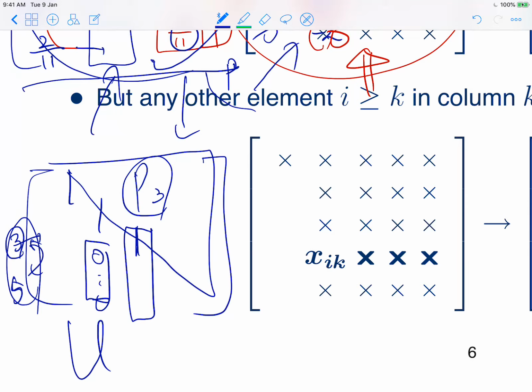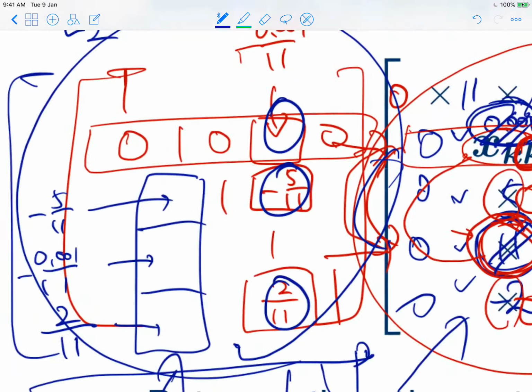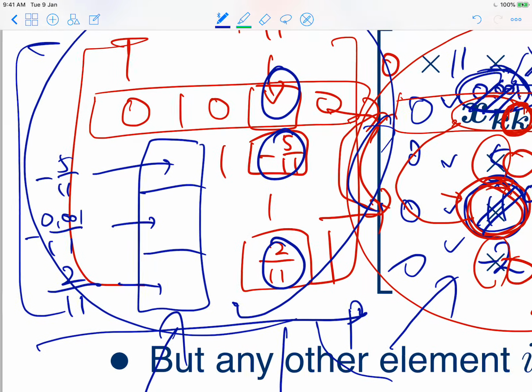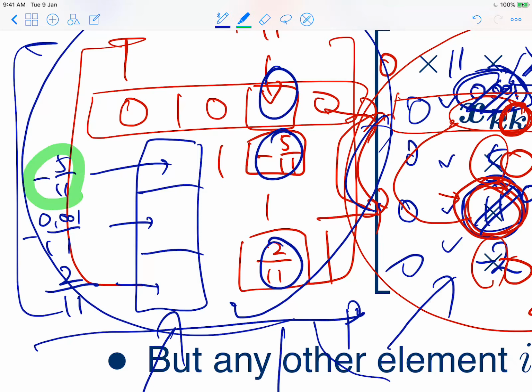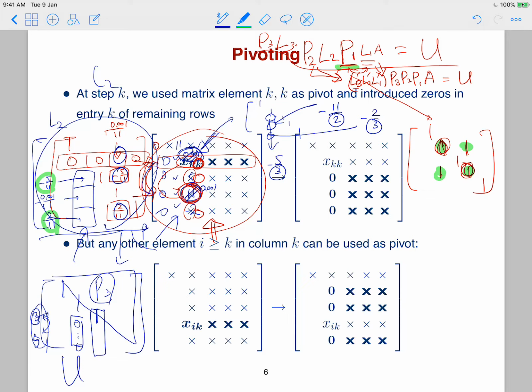But we apply this P3, okay? We apply this P3 onto this L2, which means we just interchange between these two values, okay? So this is our L prime. So this is our L2 prime that is obtained from L2, okay?